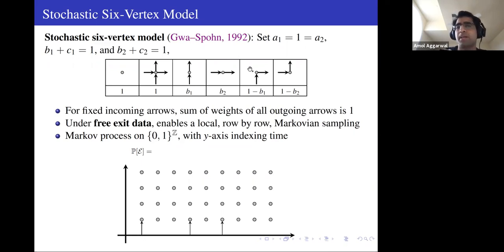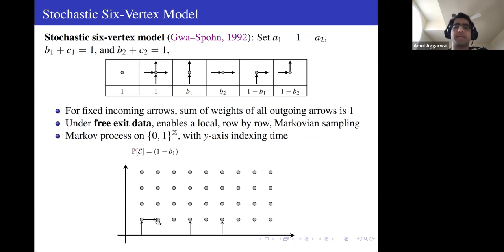It can either go up or it can go right. So I flip a coin, and with probability B1, it goes up, and with probability 1 minus B1, it goes right. And then let's say I get tails, so the arrow goes right. Okay, so this happens with probability 1 minus B1. So now I go to the leftmost place, which is the destination of this arrow, which is where my cursor is right now.